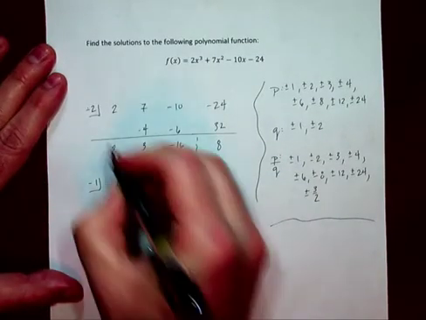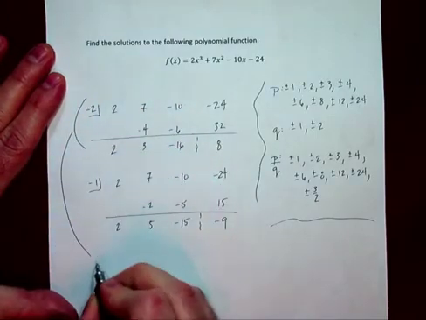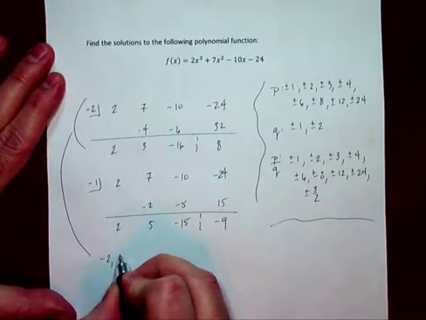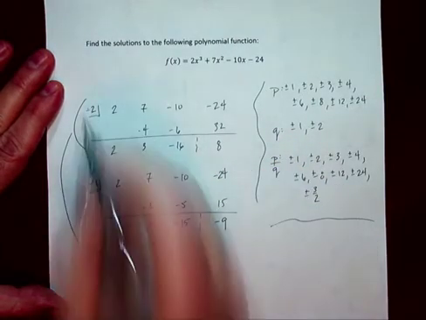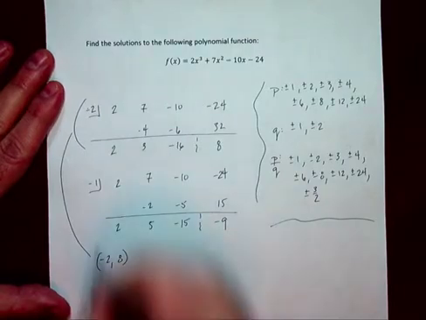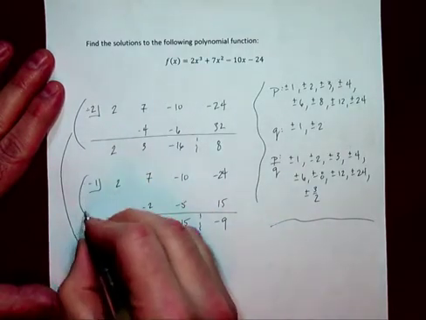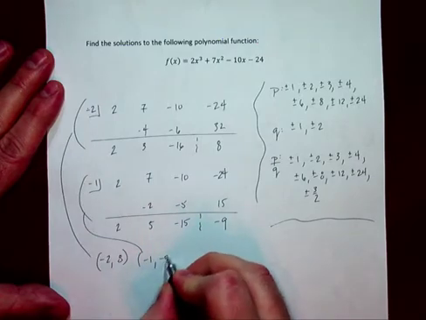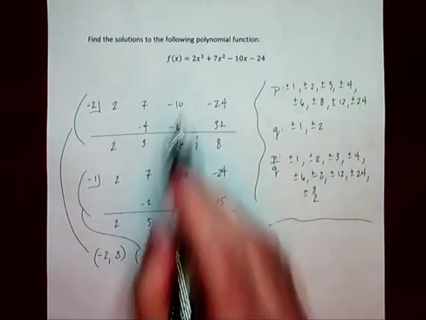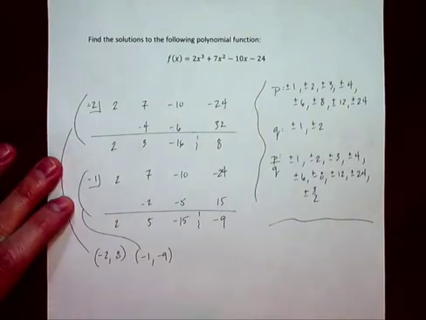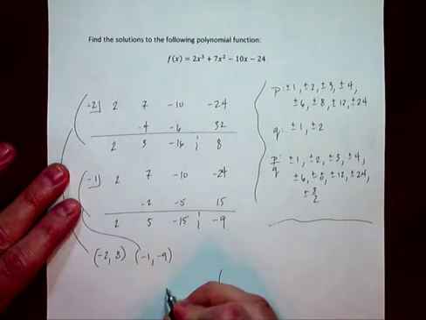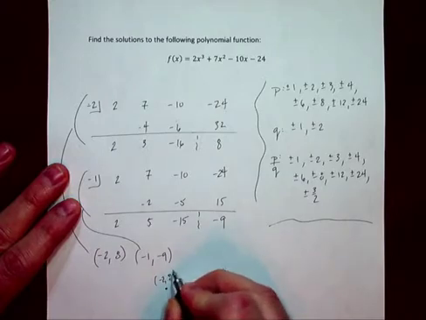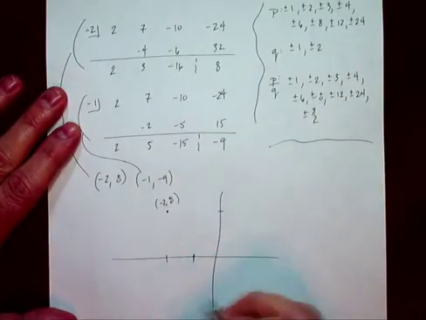Now, what this means right here is you have the ordered pair (-2, 8) because of the remainder theorem, right? Remember, the remainder is also the output at -2. This right here tells me that I have (-1, -9). This is a polynomial function, so basically what happens here is at -2, I'm up here at positive 8. At -1, I'm down here at -9.